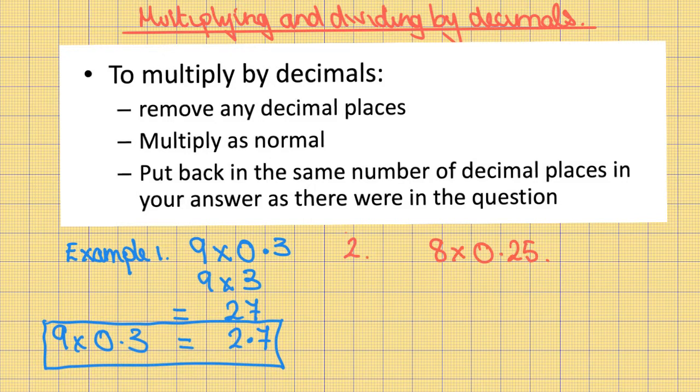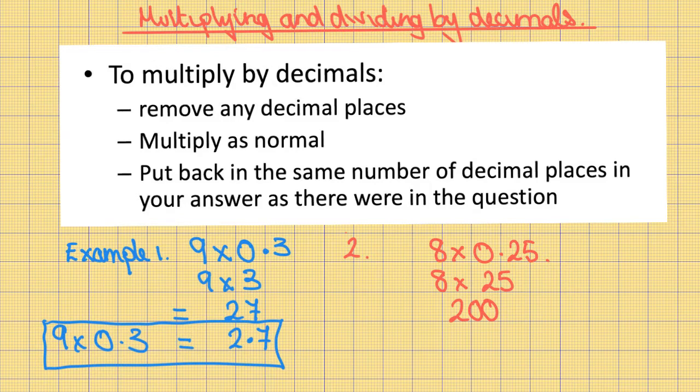Example 2, 8 times 0.25. So take away the decimal places, so it becomes 8 times 25. 8 times 25 is 200. Now put the decimal places back.